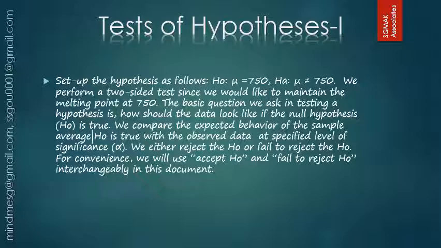The basic question we ask in testing a hypothesis again, how should the data look like if the null is true? We compare the expected behavior of the sample average, if the null is true, with the observed data at the specified level of significance. So the basic premise is how should the data look like if the null is true? We compare expected behavior with observed results. Now for convenience, we'll use accept null and fail to reject null interchangeably in this document.